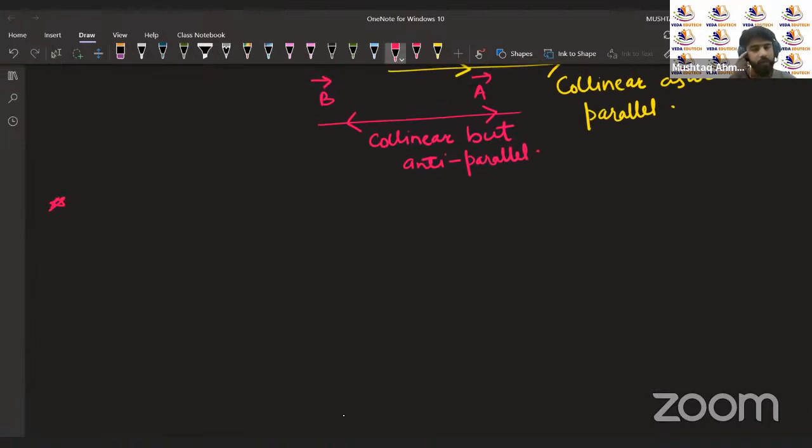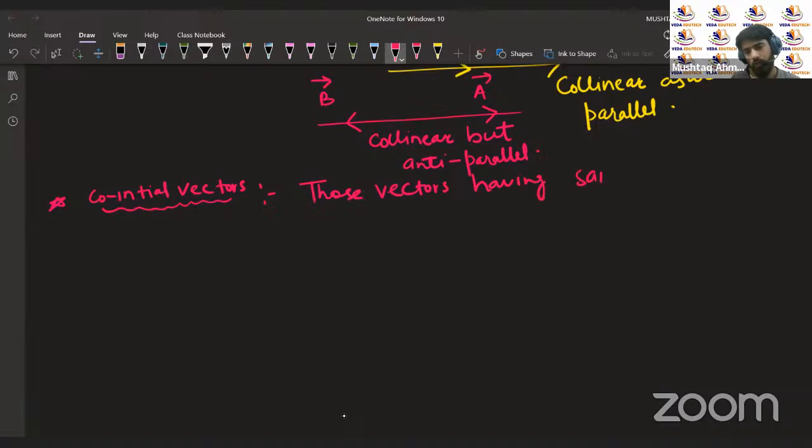Another type of vector is co-initial vectors. Those vectors having the same initial point, we call those vectors co-initial vectors.